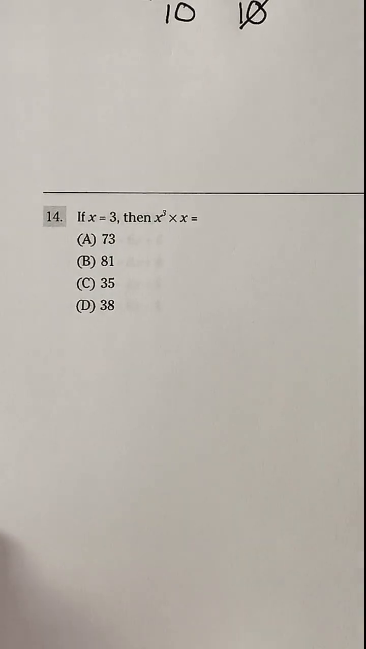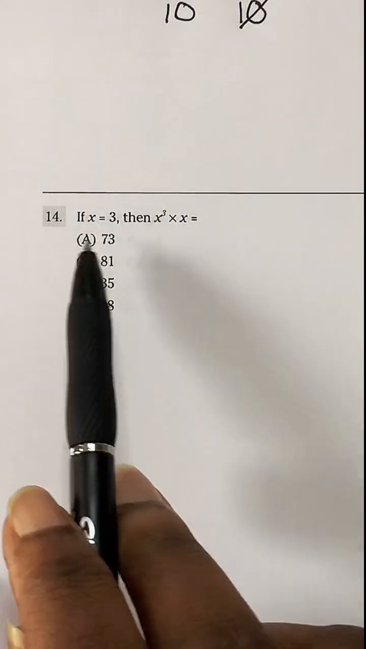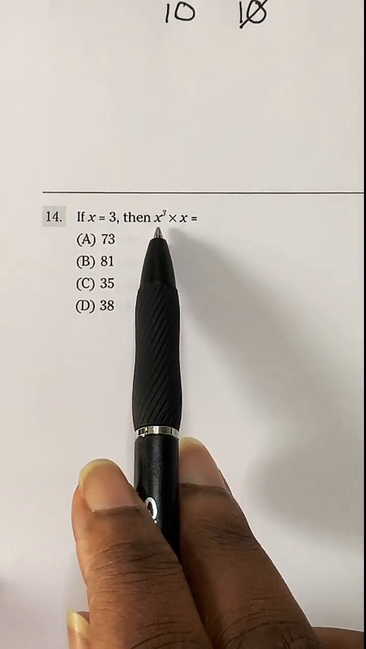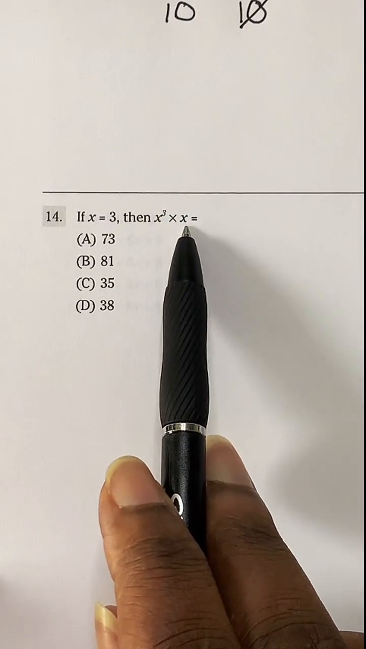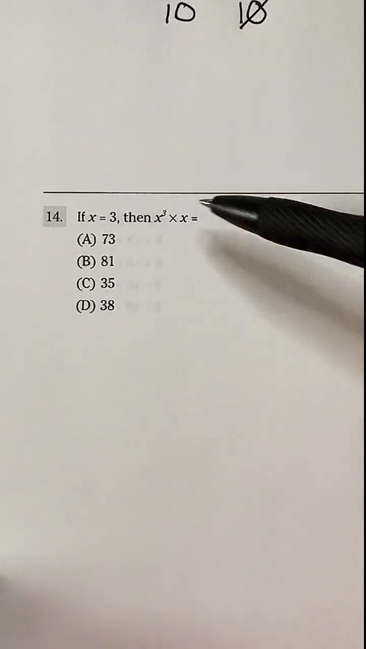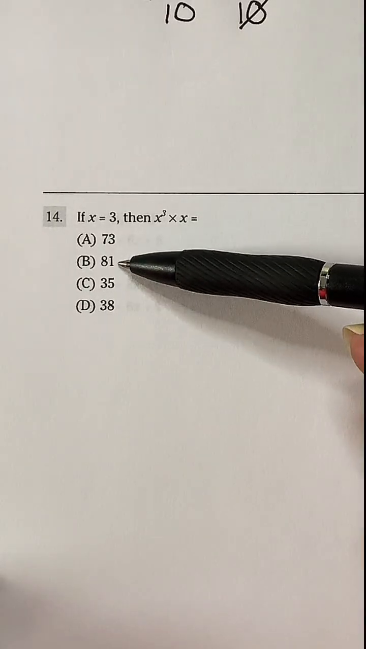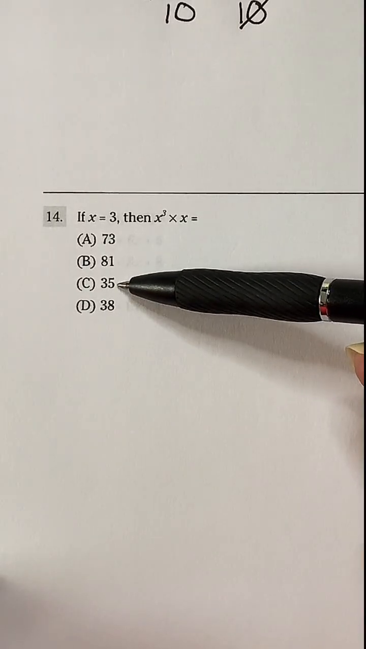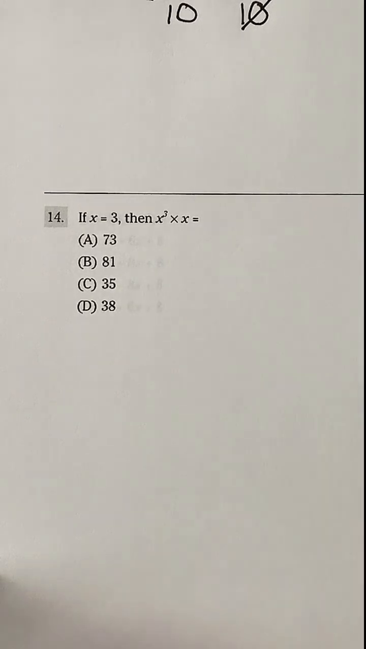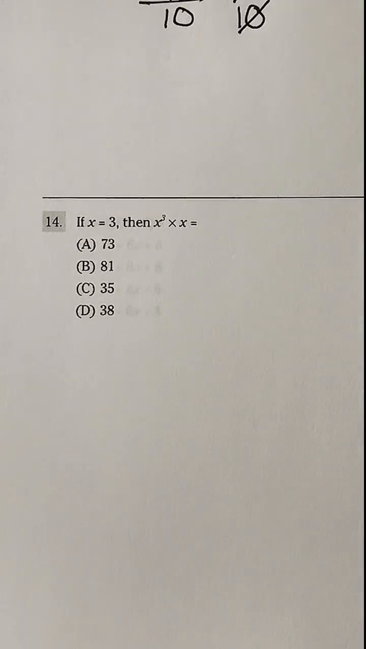So for 14, if x equals 3, then x cubed times x equals, does it equal A, 73, B, 81, C, 35, or D, 38? If x equals 3, then x cubed times x equals blank.